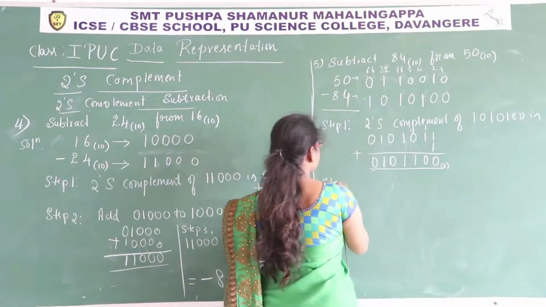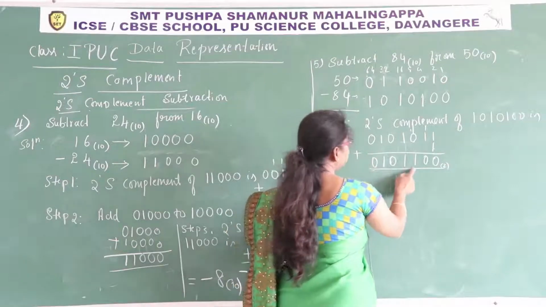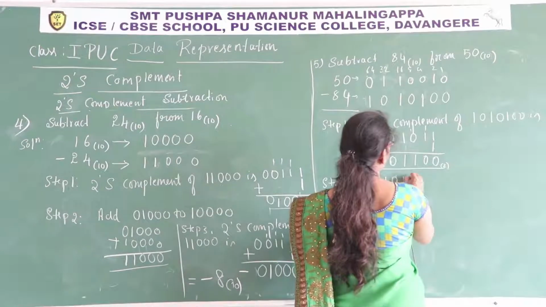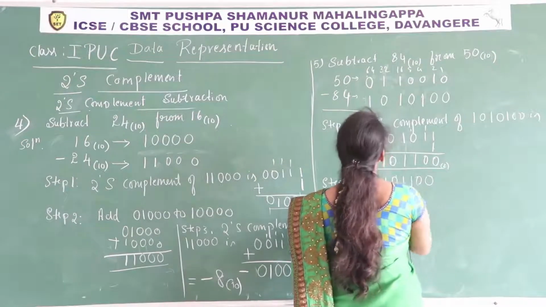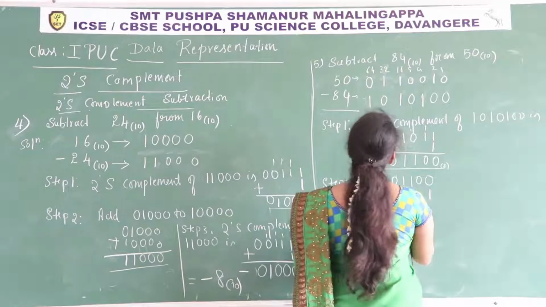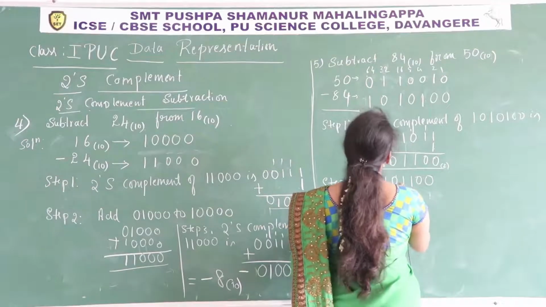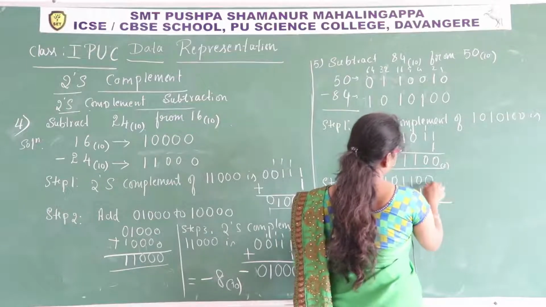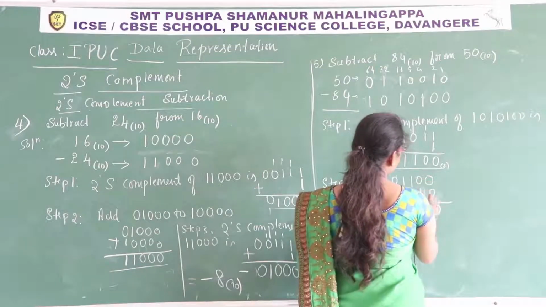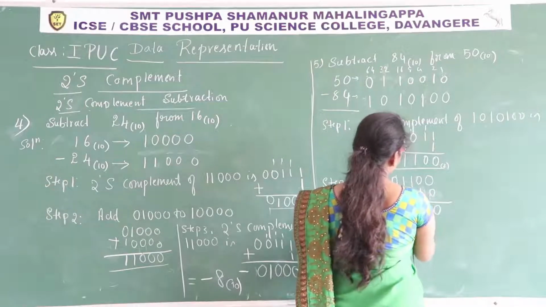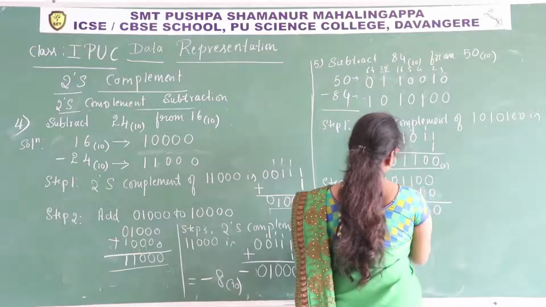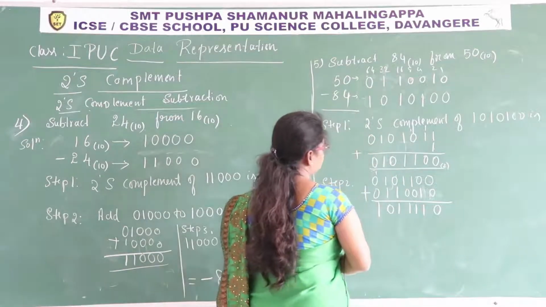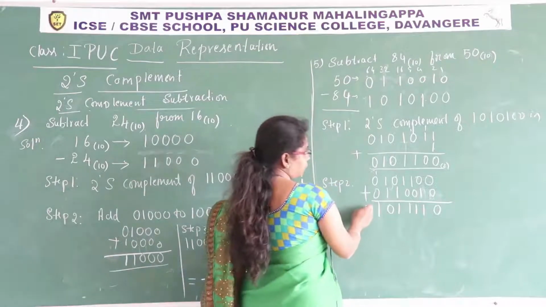Step 2: add this number to the minuend. 0 1 1 0 0 1 0 plus 0 1 0 1 1 0 0. 0 plus 0 is 0, 0 plus 1 is 1, 1 plus 0 is 1, 1 plus 0 is 1, 0 plus 1 is 1, 1 plus 1 is 0 carry 1, so 1. Here there is no end around carry.